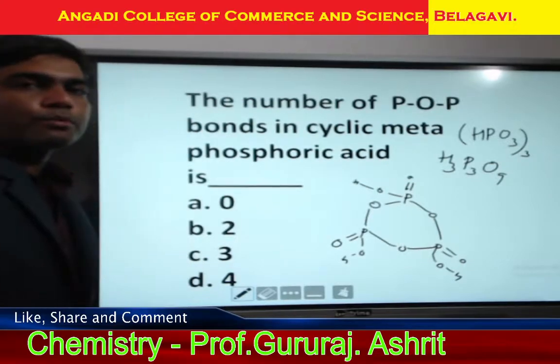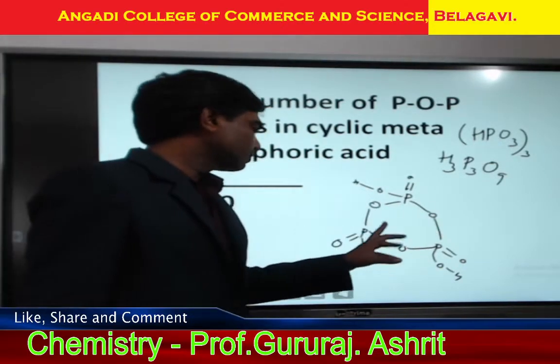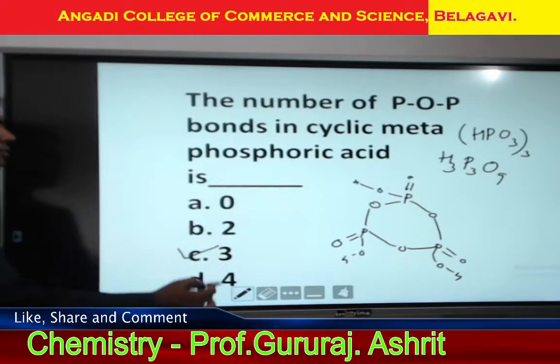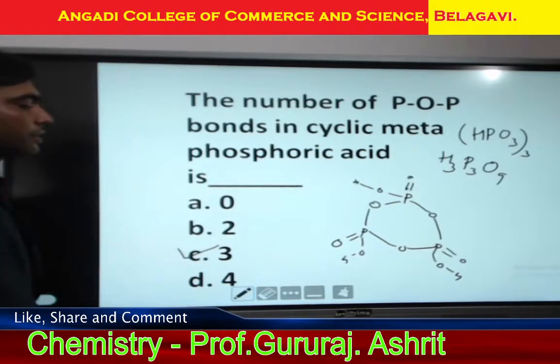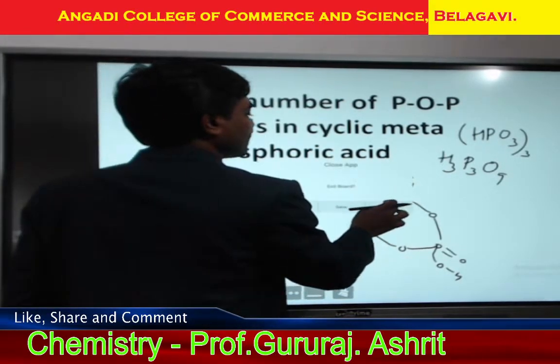How many P-O-P bonds are there? Means 1, 2, 3. Therefore, our option for this question is answer C. That is, 3 P-O-P bonds are present.